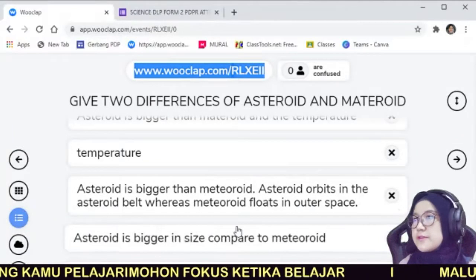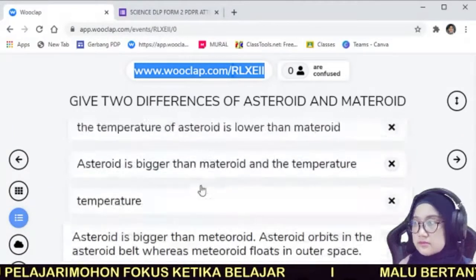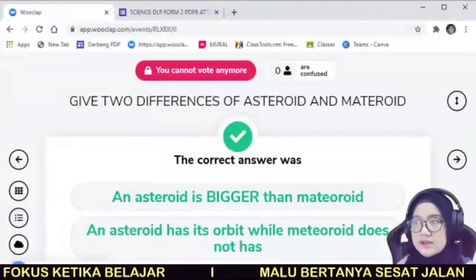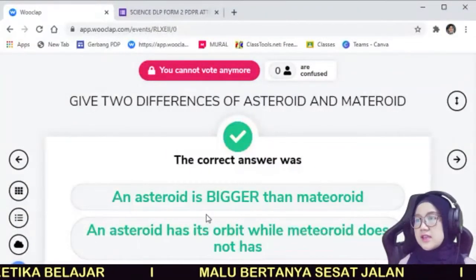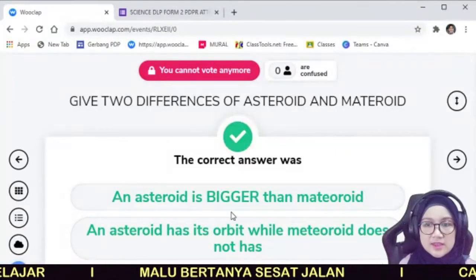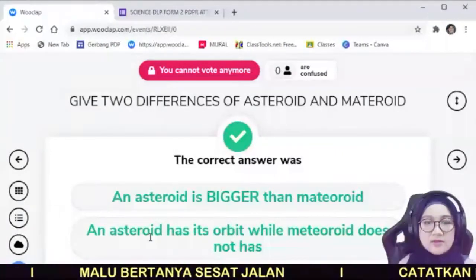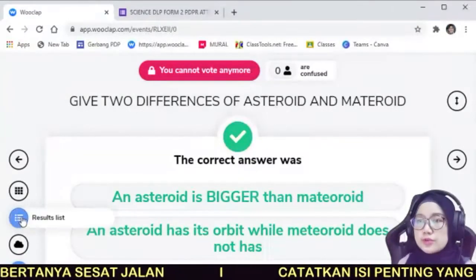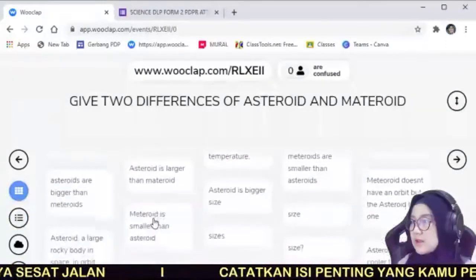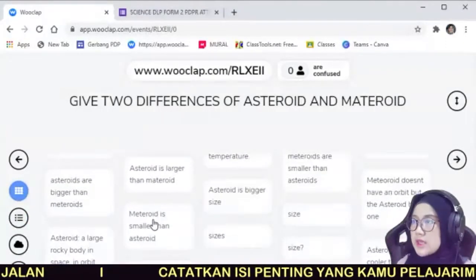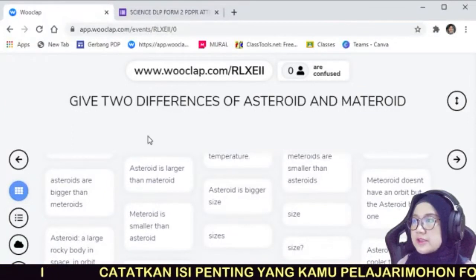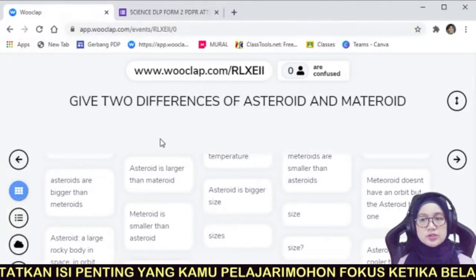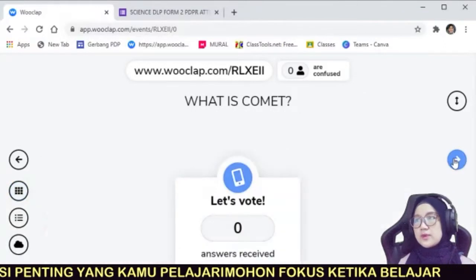So now 30 of you are on the line. Okay, let's see the correct answer. The correct answer is an asteroid is bigger than a meteoroid, and an asteroid has its orbit while a meteoroid does not. If you go through the answer list, it is correct. You are explaining the difference in terms of the size and also the occurrence of the orbit. Good job, guys. Let's continue with the next one.